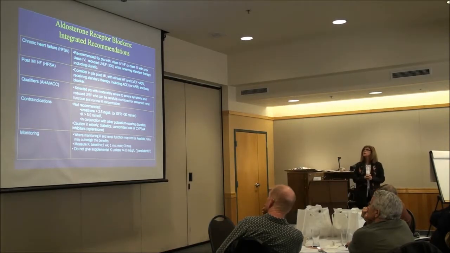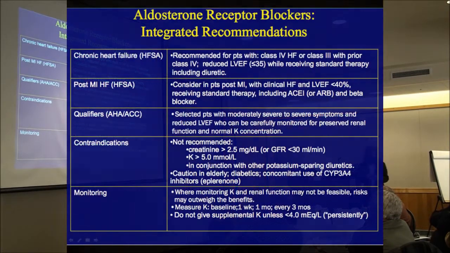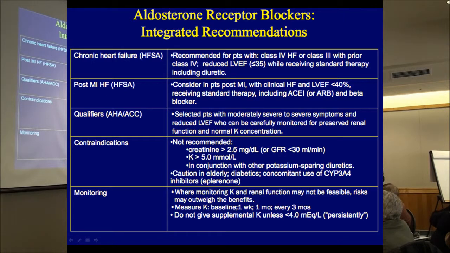So what about aldosterone receptor blockers? Well, there is a small difference between the recommendation of the American Heart Association, American College of Cardiology, and the Heart Failure Society, but at the end of the day, they are pretty similar. If the patient already is on beta blockers, on ACE inhibitors, optimal dose, on diuretics, and still has significant symptoms of congestive heart failure and reduced ejection fraction, you can try aldosterone or any of the aldosterone receptor blockers.